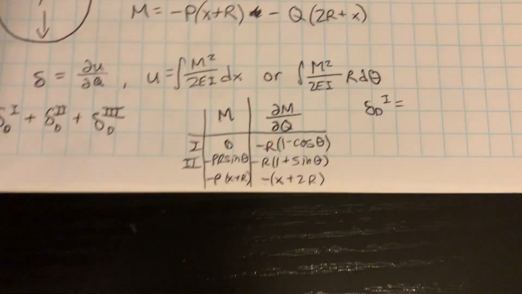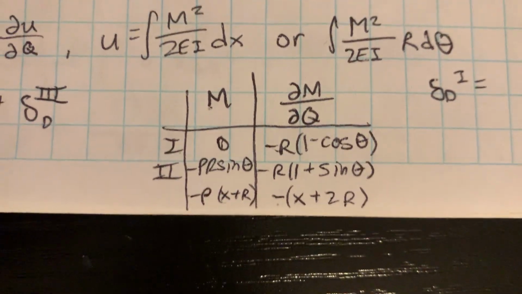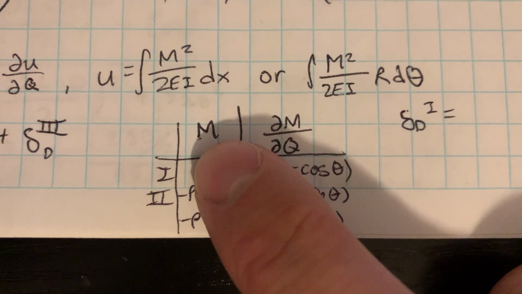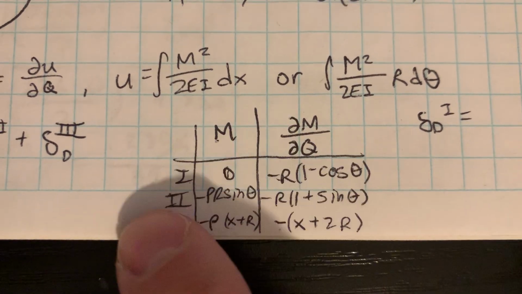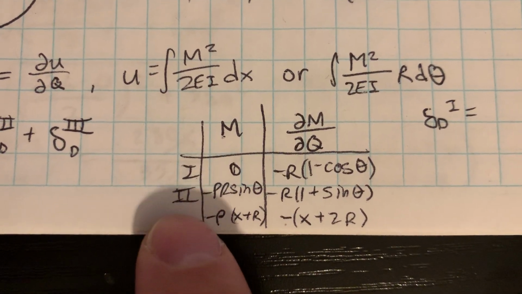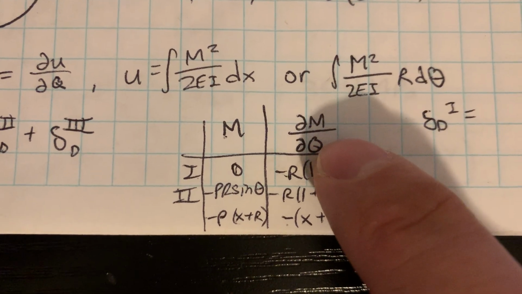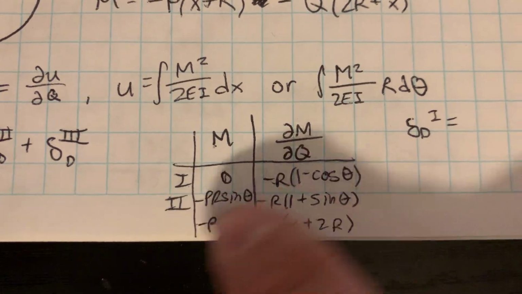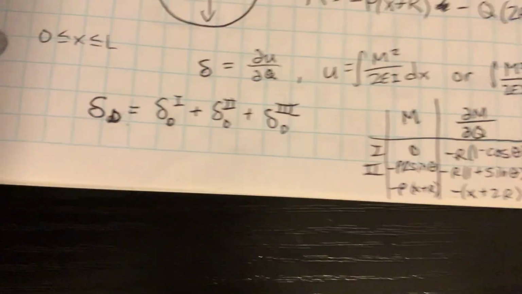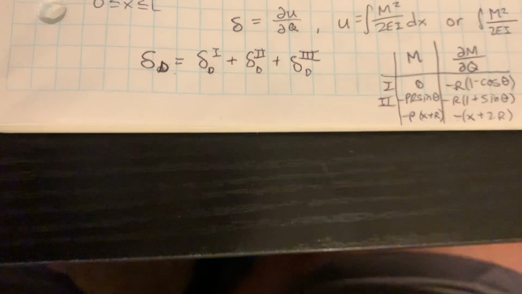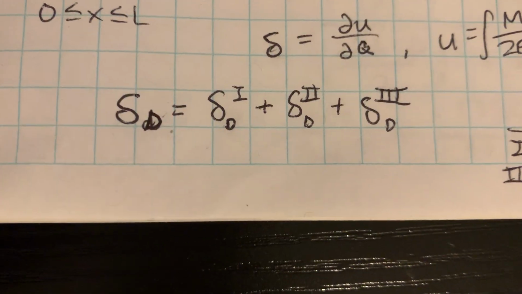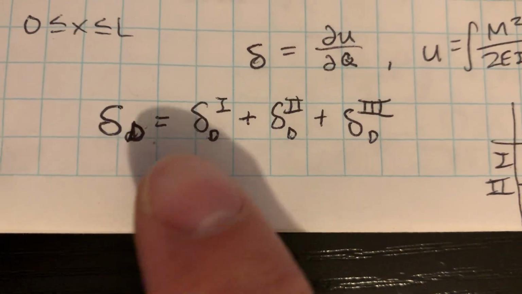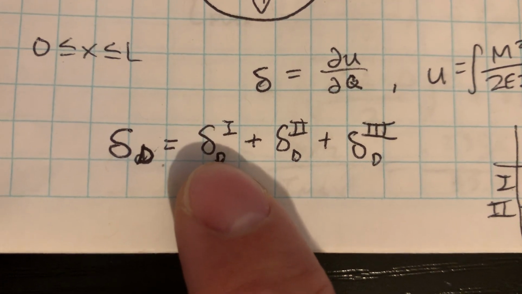So from there, what we can do is make this table where we show the moment. We have segment 1, segment 2, segment 3, and then the partial derivative of the moment with respect to the fictitious force Q. We have those there for all three. And so the total deflection is what we want. It's going to be the sum of the deflection from segment 1, segment 2, and segment 3. Let's turn the page here.